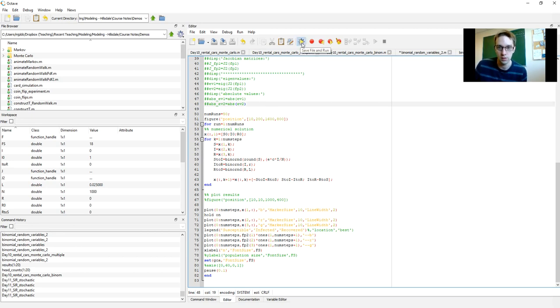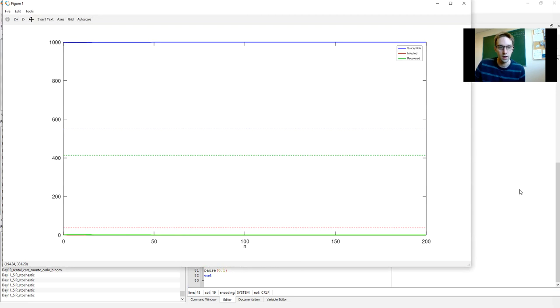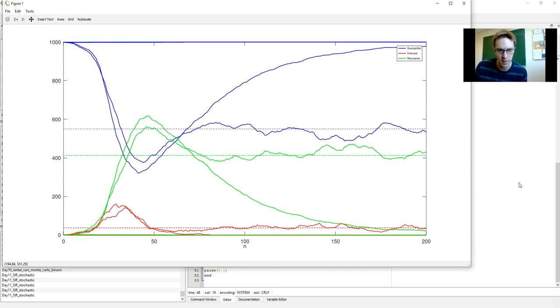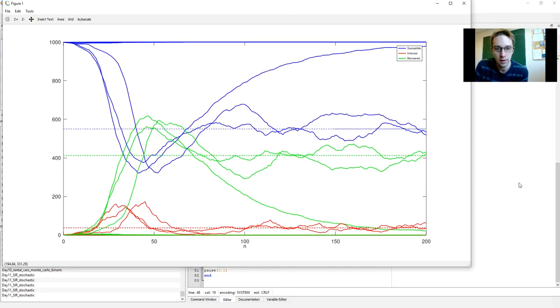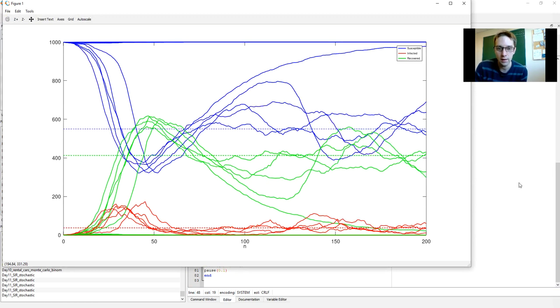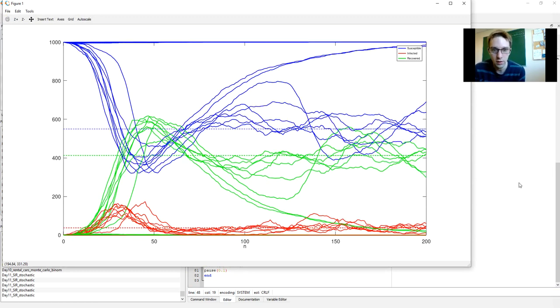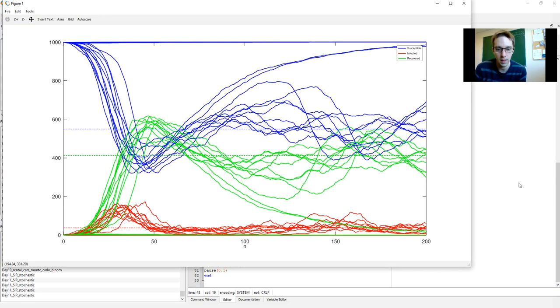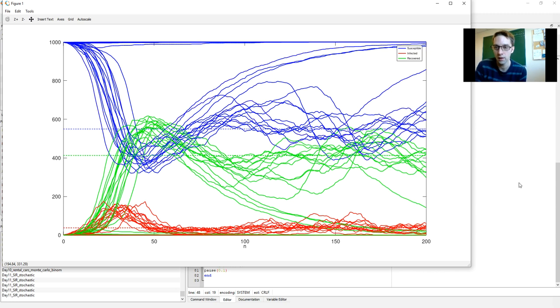Let's look at what the results look like. All right, so here we go. I've plotted the fixed points as dashed lines, and you'll notice I'm getting curves added one by one. The green is the recovered, the blue is the susceptible, and the red is the infected. And something interesting is happening here that we did not see in our deterministic model.